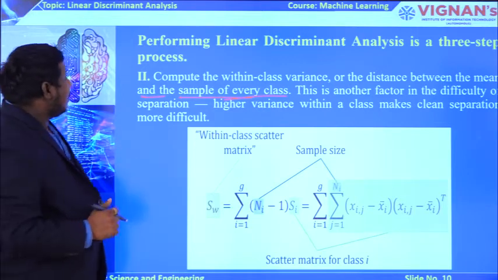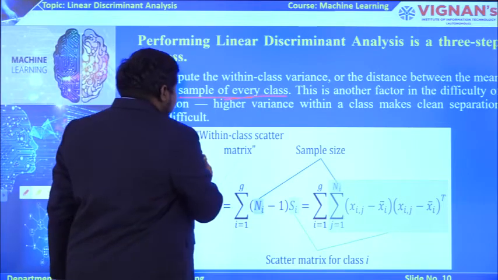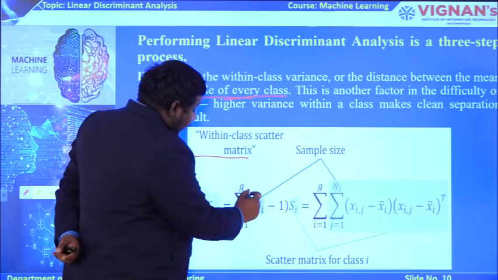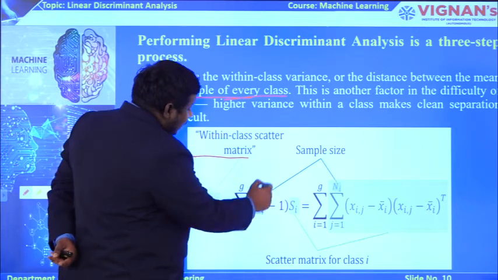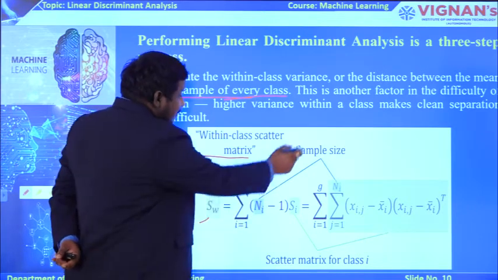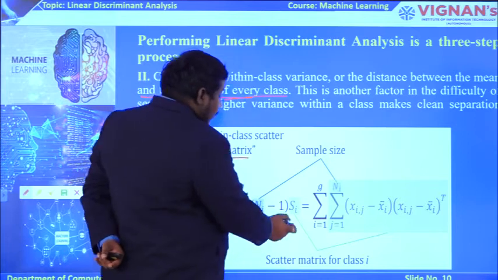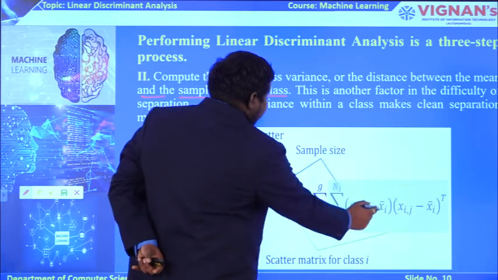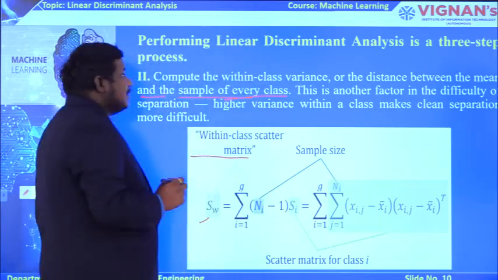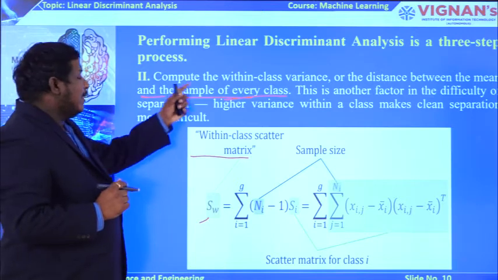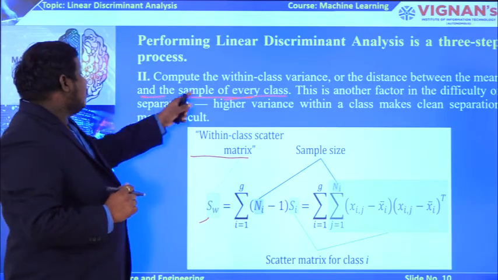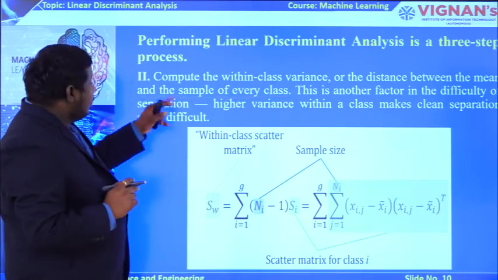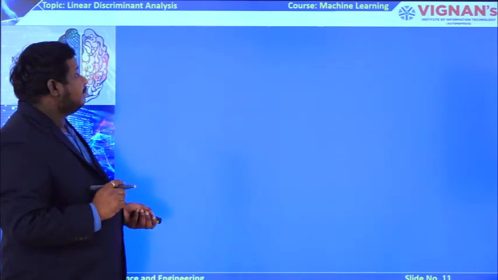So, the within class variance can be calculated as SW, and as I told you, i varies from 1 to G. Here i is the class i, Ni is the sample size, and Si is the scatter matrix of class i, which can be represented with a formula like this. By using this formula, we calculate the distance between the mean and the sample of every class.